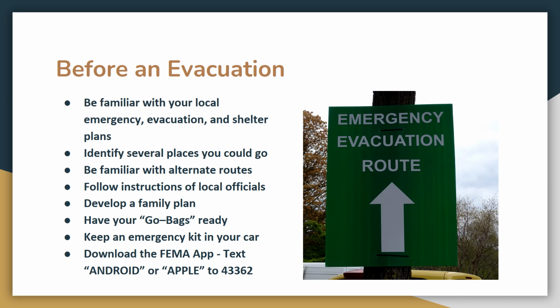And then the last thing you can do before an evacuation is download the FEMA app. You can do that by going to either the Apple Store or the Play Store and downloading, or you can even just text Apple or Android to this number, 43362. This will provide real-time alerts as well as provide you shelter and disaster recovery information. And it's even a really great tool for preparation. There's some good information on what you should be doing and what you need to have as well.